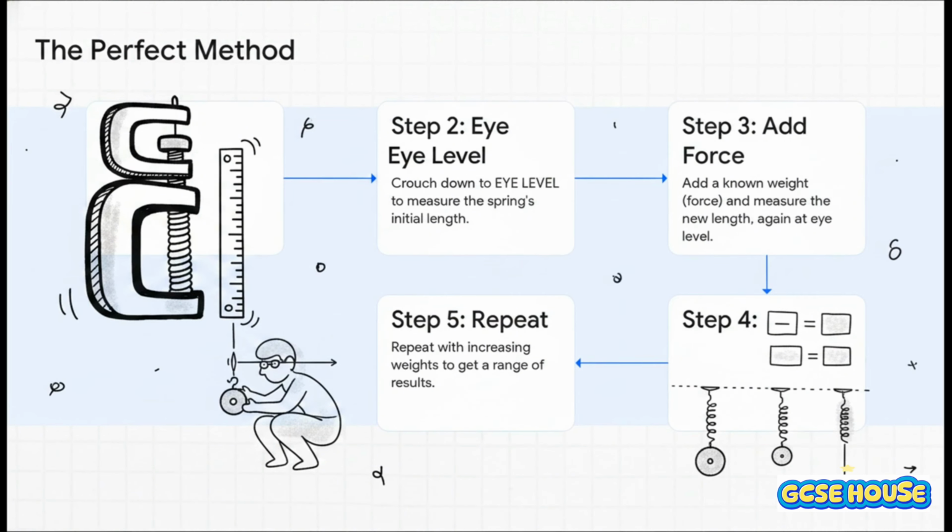Okay, step 1. Get your ruler and spring clamped so they're perfectly parallel. Step 2, and this is the crucial part, get your eyes down to level with the bottom of the spring to take your first reading. Now add a mass and measure the new length, again at eye level. To find the extension, just subtract the first number from the second. Easy. Then just keep adding more weights to get all your data points.